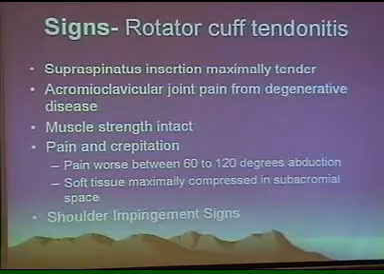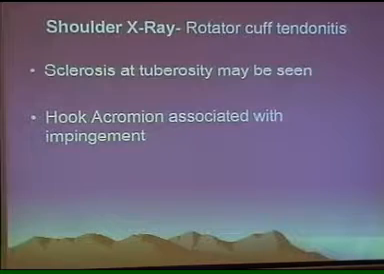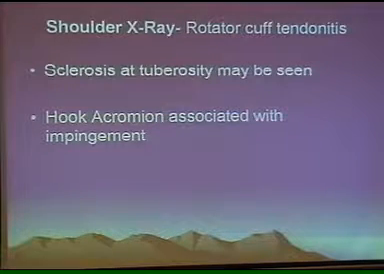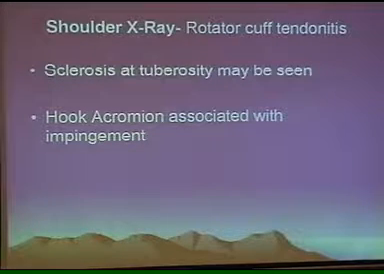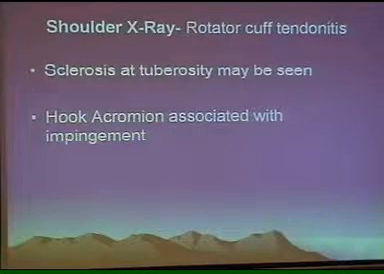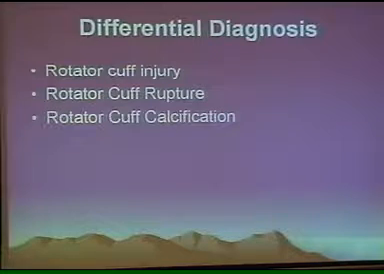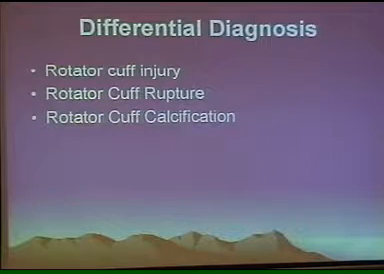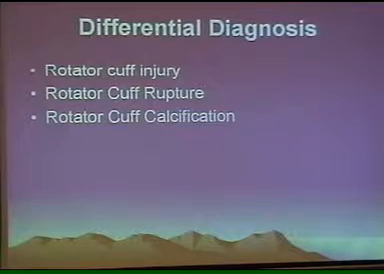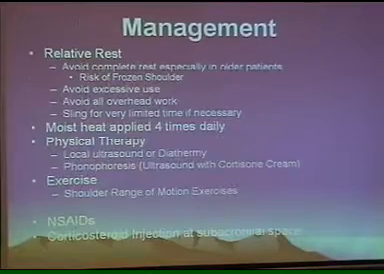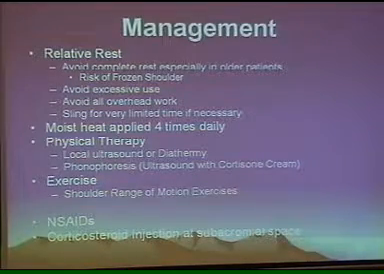Next, please. Shoulder X-rays. If we do get the X-rays of the shoulder, we see sclerosis at the tuberosity, and sometimes this problem is associated with the degenerative changes at the acromioclavicular joint, and we see hooking of the acromion because we see degeneration under the surface of the acromion. So as I discussed about it, that we have to differentiate it from the other two entities, that is rotator cuff calcification and rotator cuff rupture. Management I've discussed. Next, please.